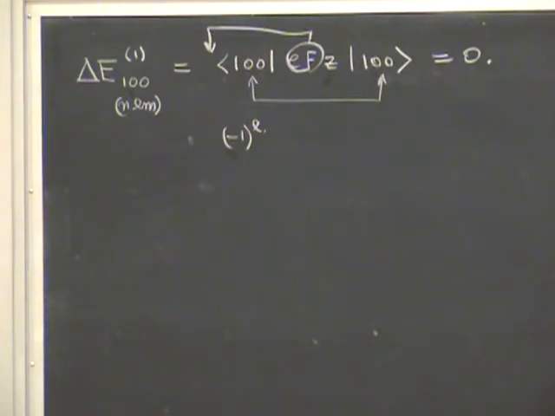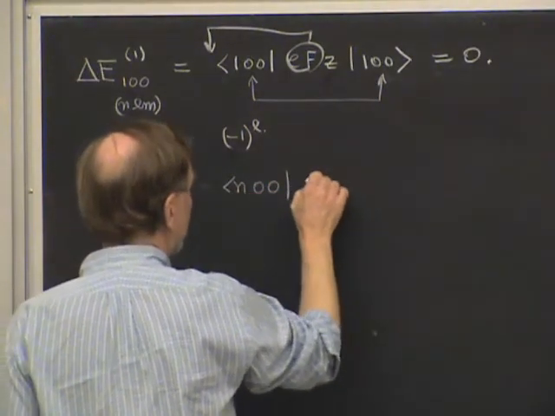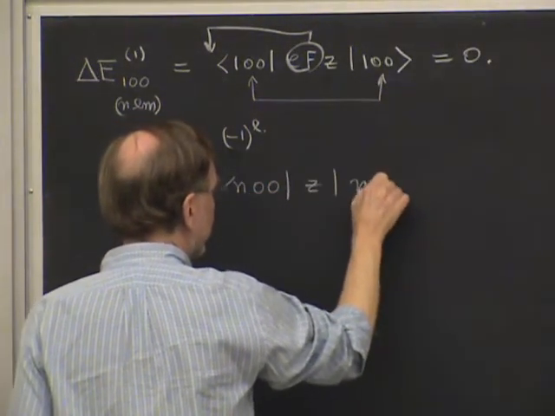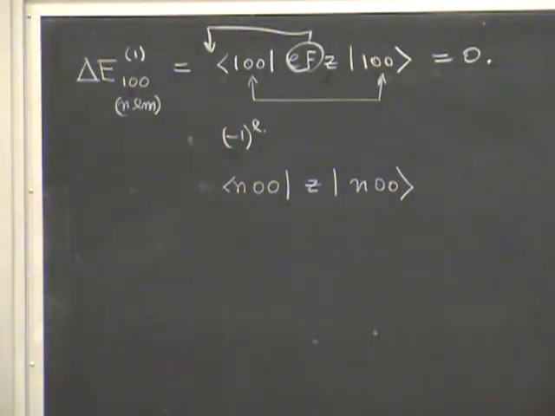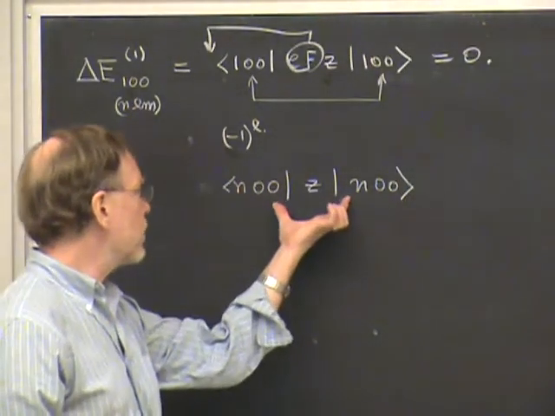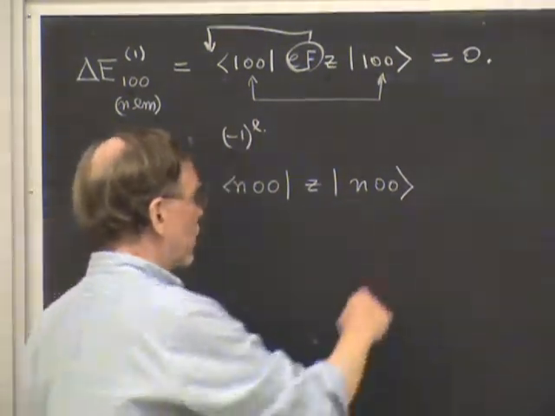If we go to the s states of the alkalis, it's going to be the same story. Now the states are going to be n00 instead of 100, but the basic matrix element is the same, sandwiching z between those two. And the basic fact remains that the two states on the two sides are eigenstates of parity, and so the answer has to be zero.